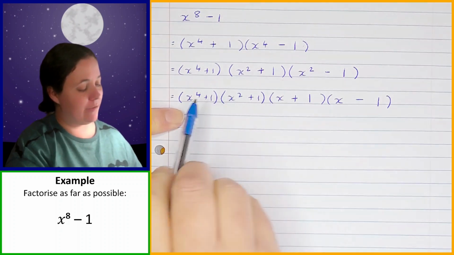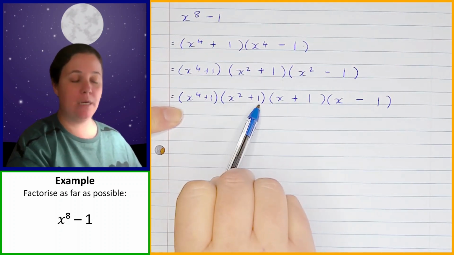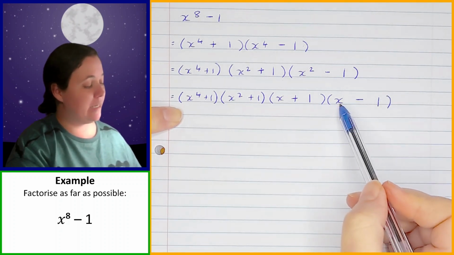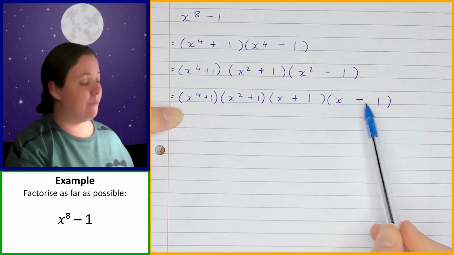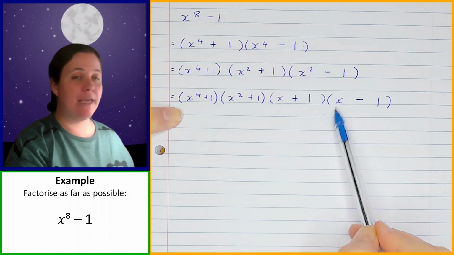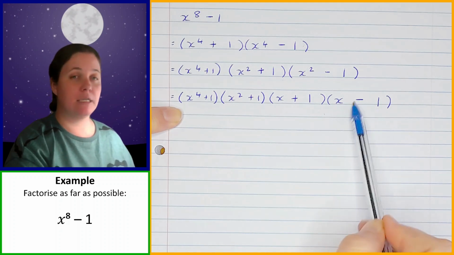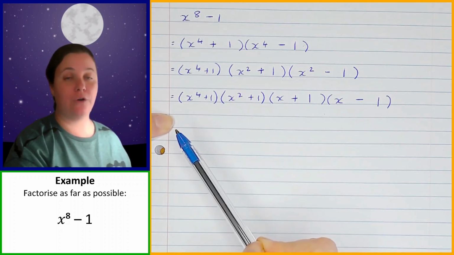And now if you check it, I've got x to the power of 4 plus 1. I can't factorize that further. x squared plus 1, I can't factorize further. x plus 1, I can't factorize further. And this one, x minus 1, I now have reached the point where I can't factorize it further, because even though it's a minus, and that's a 1, which is a perfect square, the x does not have an even exponent. It's got an odd exponent now, so I can't square root that, so I can't factorize that further. So now I have factorized as far as possible.